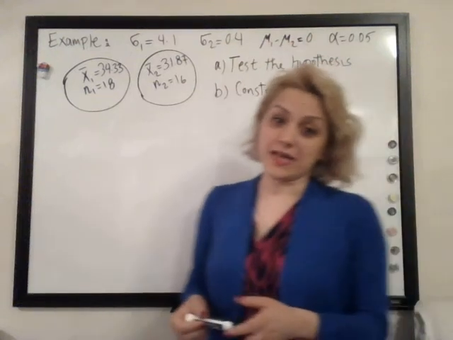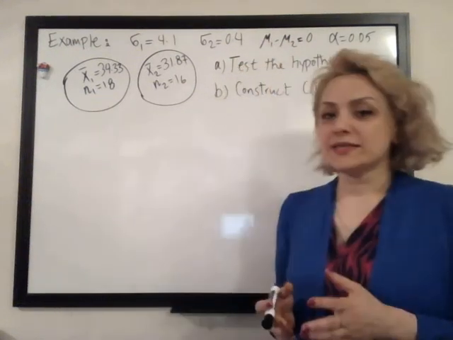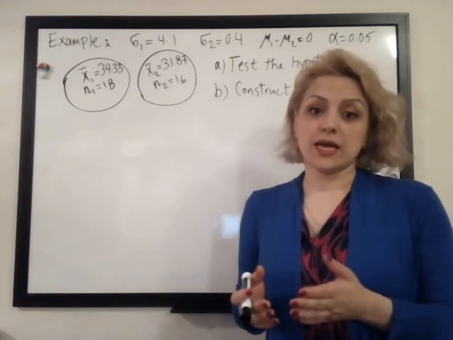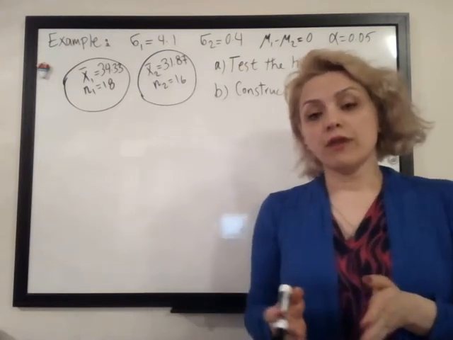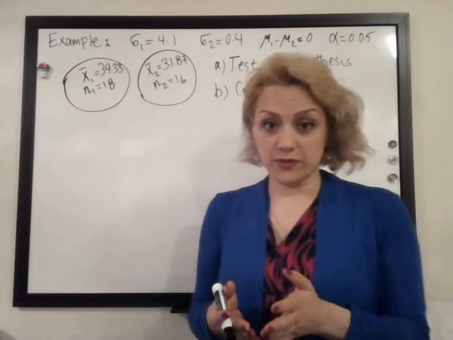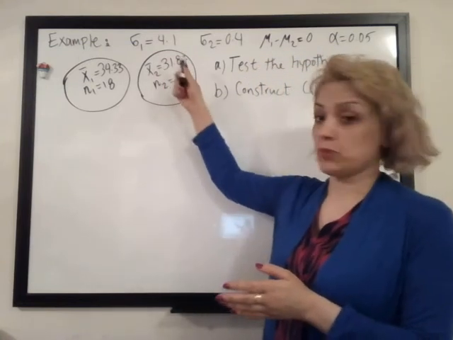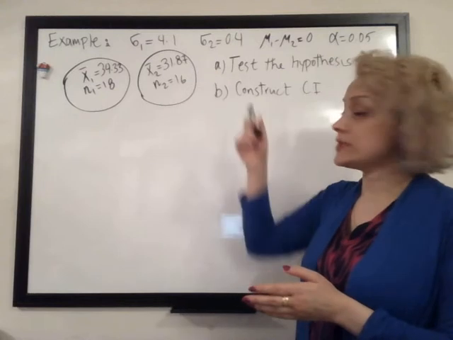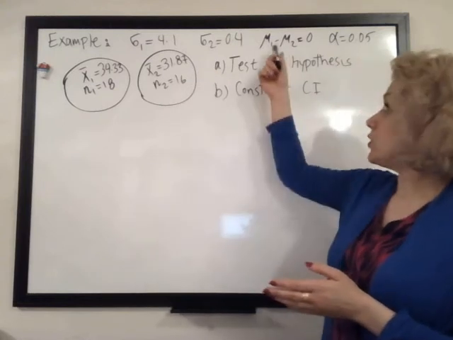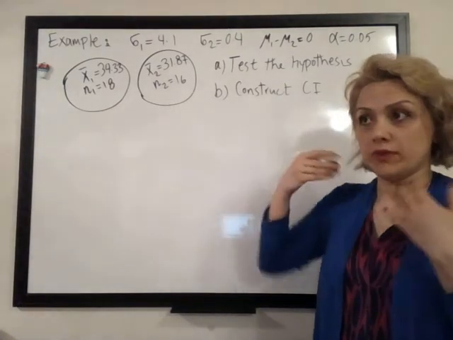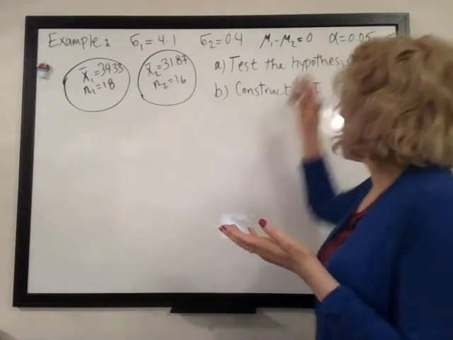So let's work on an example together. In this example, we have the data points. We have two populations with mu1 and mu2. We are interested to find out the difference between these two populations. We know sigma 1 is 4.1 and sigma 2 is 0.4. Mu1 minus mu2, we assume that it's equal to 0.